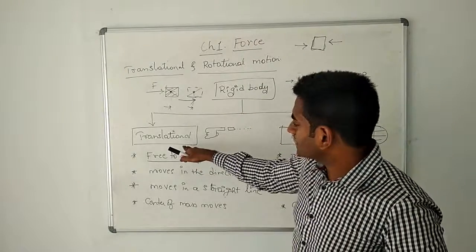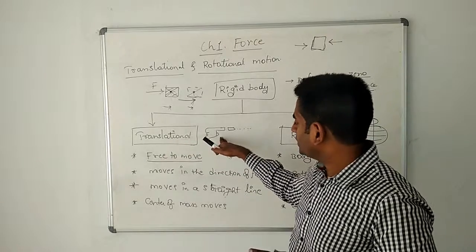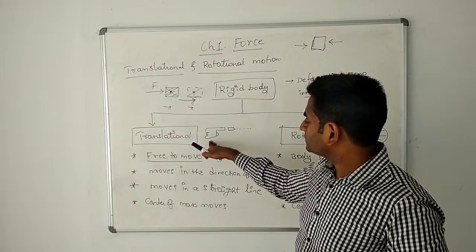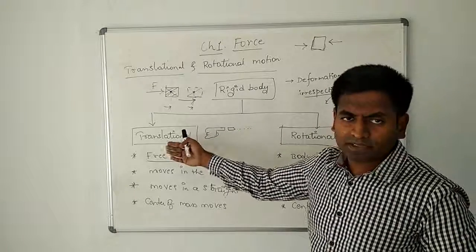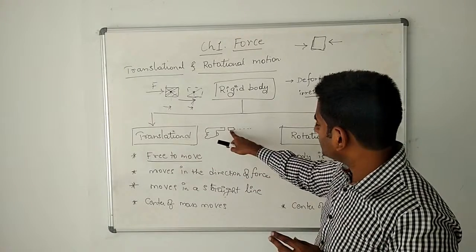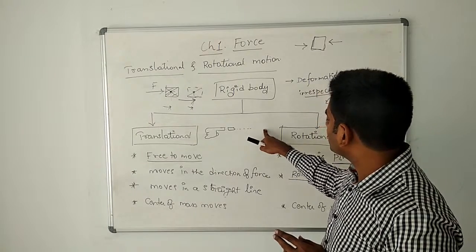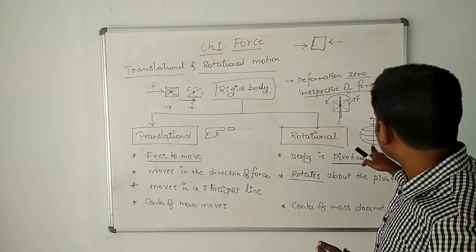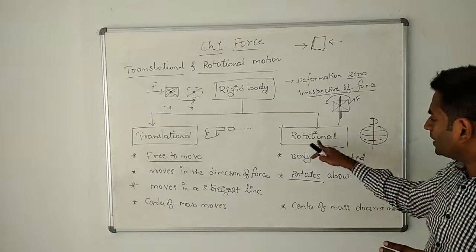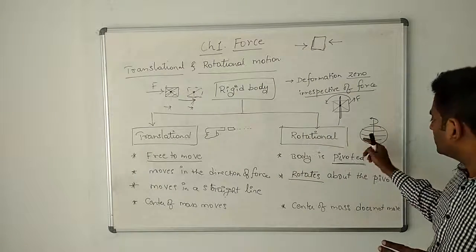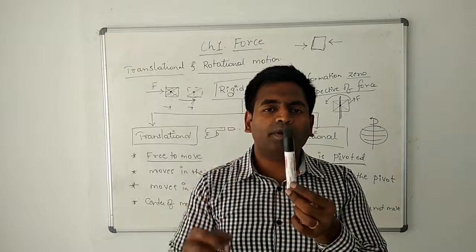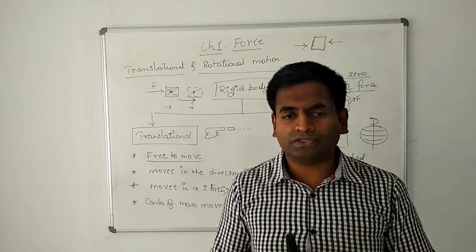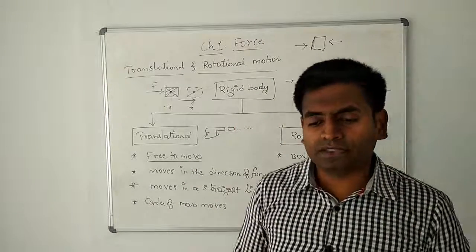For example, for translational motion, you can take a bullet which is fired from a gun; it traverses the path of a translational motion. The bullet is here now, after some time it will be here, and then here, and it will keep on moving. Whereas the rotation of the earth can be taken as an example of rotational motion, because the earth rotates about its own axis, so it will keep on doing this. So that's rotational motion. This is the first topic of the chapter on force.